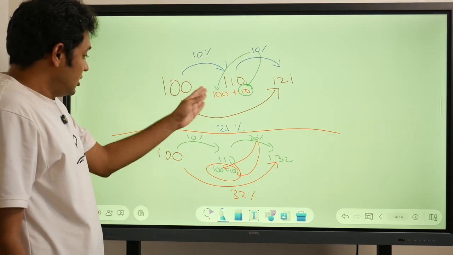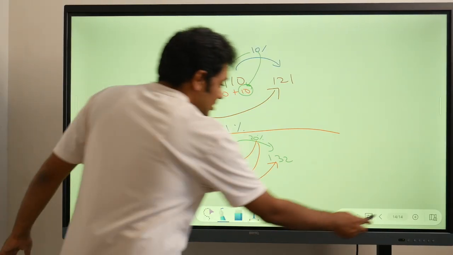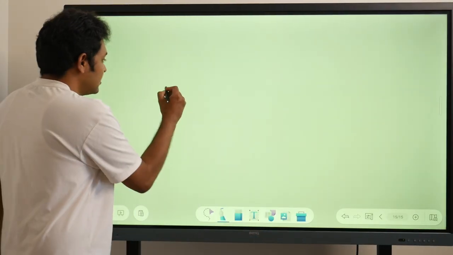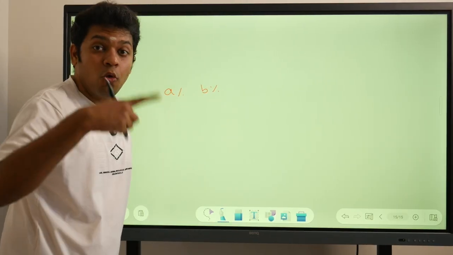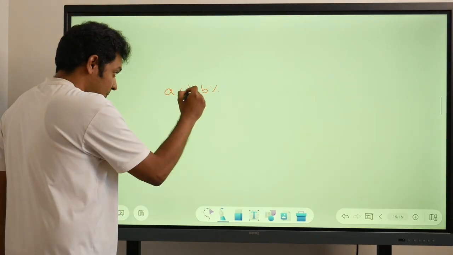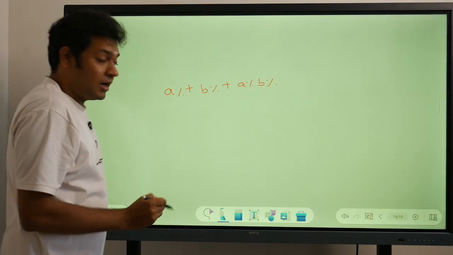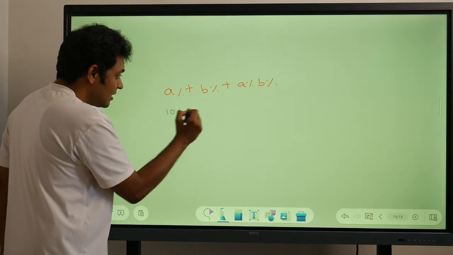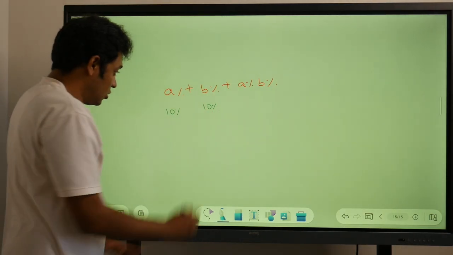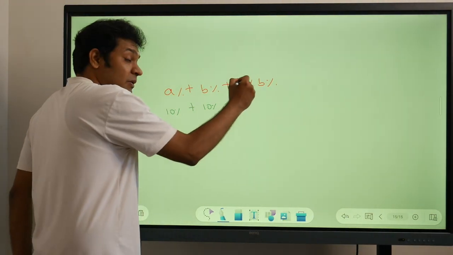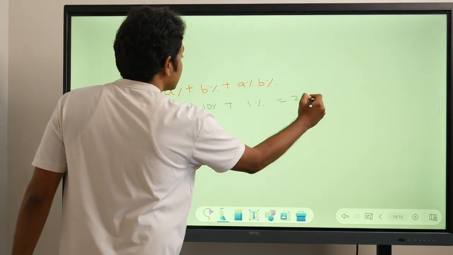If I ask 20% and 30%, what is the overall increase? Don't try to put 100. In general, when I say first is A% increase, then B% increase, my overall increase is not A plus B, it's A% plus B% plus A% of B%. Am I right? 100, 10% increase, another 10% increase. My overall increase is 10% plus 10% plus 10% of 10%, that balance, which is 1%. That's why you have 21%.